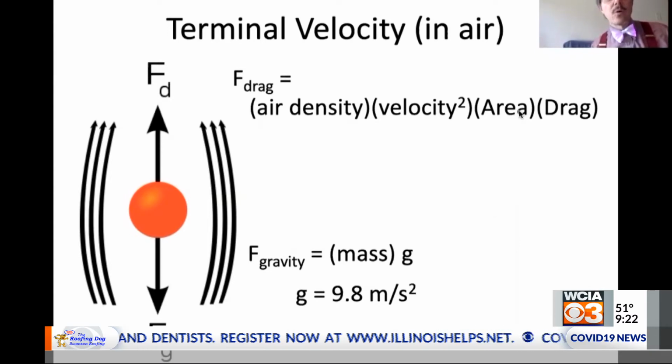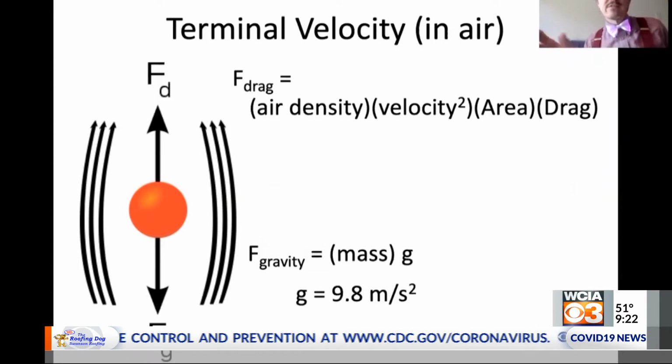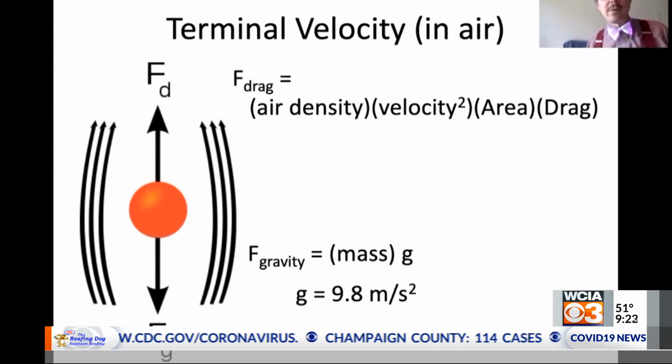The bigger it is, the more you have to push other air particles out of the way. It also depends on the square of the velocity and this coefficient, the drag coefficient, which is just a number. For spheres, it's a half, and for other objects, it's going to be bigger or less than a half, depending on the shape of the object.